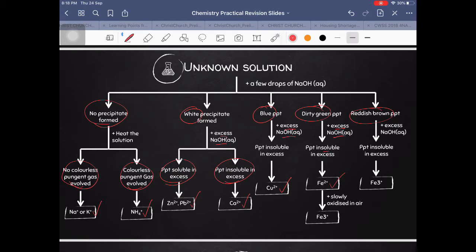And iron 2+ ions would actually oxidize in air if you let the test tube stand on a test tube rack for a few minutes. What you would observe is that the dirty green precipitate would actually turn to a reddish brown precipitate. And if you add a few drops of sodium hydroxide into the unknown solution, and if you observe the reddish brown PPT in excess, if the reddish brown PPT remains insoluble, this unknown solution would have contained iron 3+ ions.